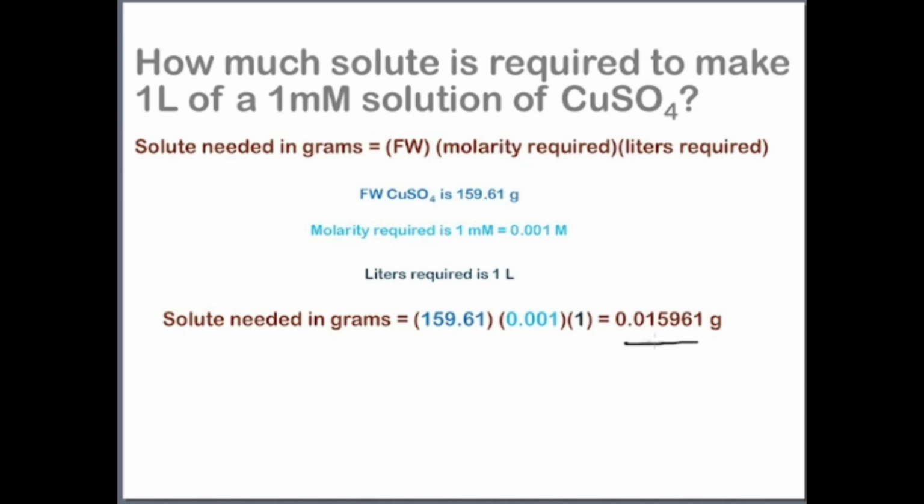So 0.015961 grams is an amount you could weigh out in the lab. It's doable. It isn't a whole lot, and it's not going to look like a lot of solute, but it can be done. And it wouldn't be unusual to be weighing out solutes in about these amounts, pretty small amounts.